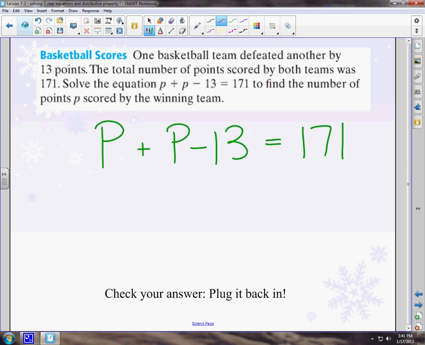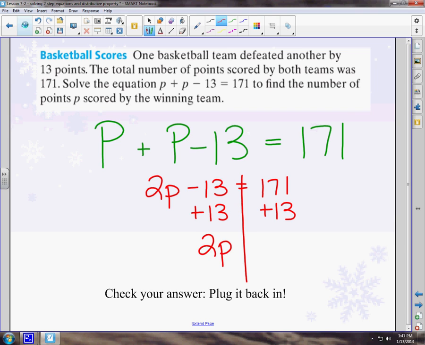So I combine my two P's, make that 2P minus 13 equals 171. I'm going to add 13 to both sides. So 2P equals 184. And then I divide by 2. So the points of the winning team was 92.